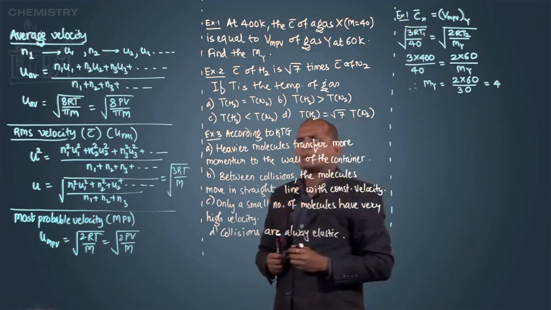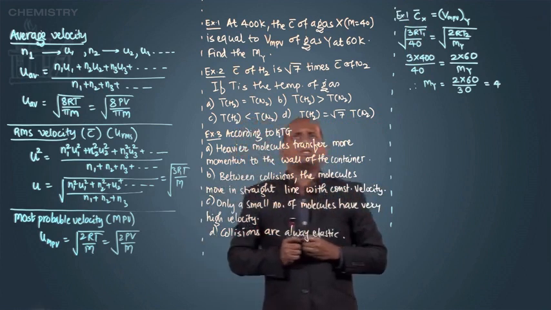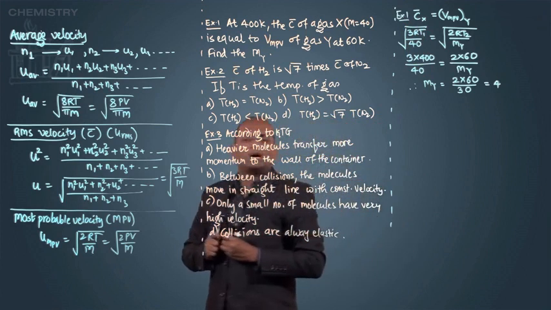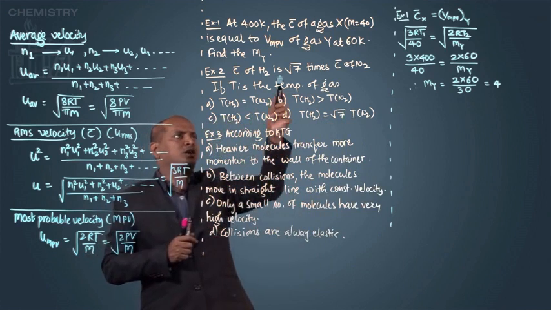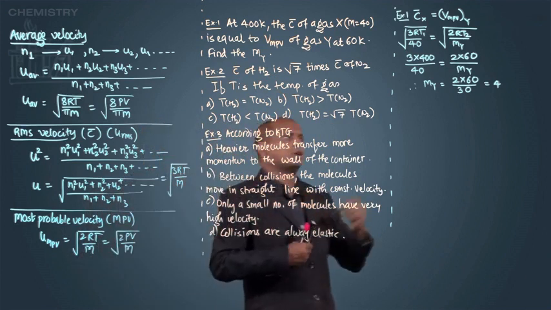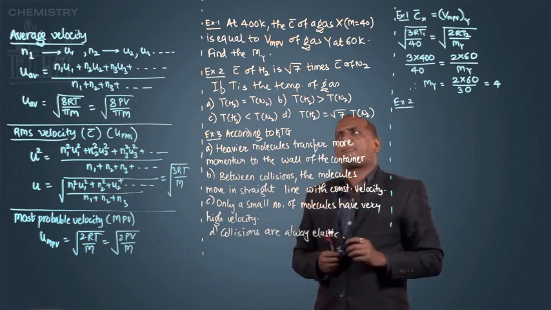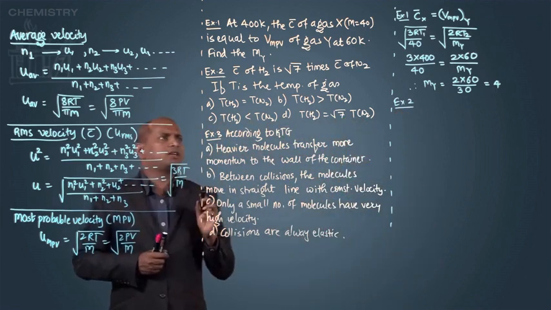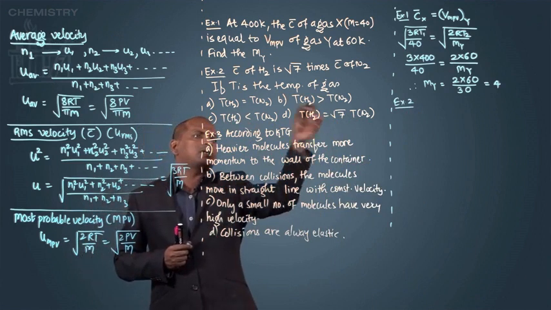Now example 2. The RMS velocity of hydrogen is root 7 times the RMS velocity of nitrogen. So, to solve this problem, we will read that. If T is the temperature of the gas, then which of the following is the correct relation?